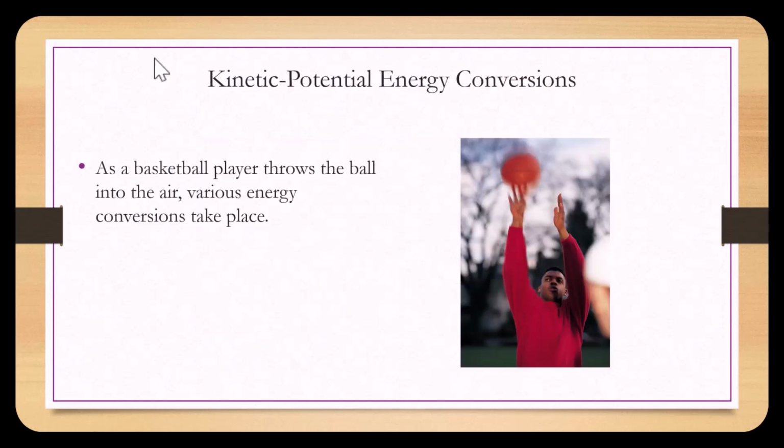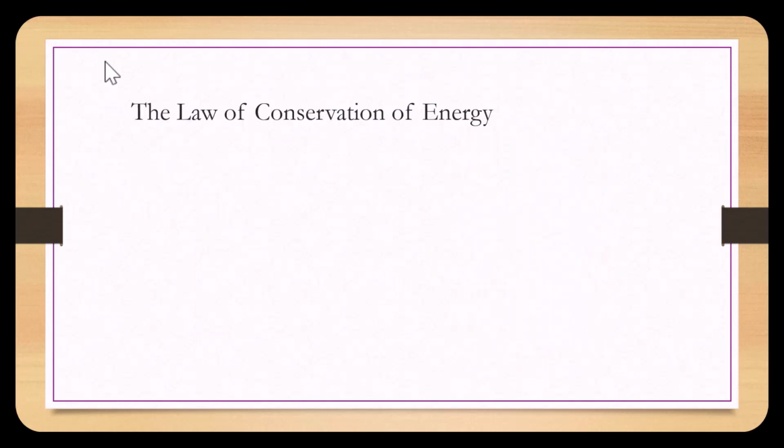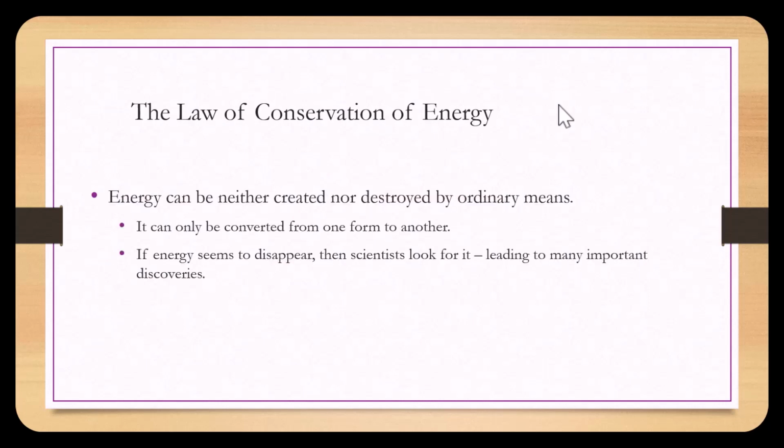Looking at a common everyday event, as a basketball player throws a ball into the air, various energy conversions take place. The law of conservation of energy is an important law to grasp and understand when studying chemistry. The law of conservation of energy says that energy can neither be created nor destroyed by ordinary means. An example of something that is not ordinary would be a nuclear bomb. This law says that energy can only be converted from one form to another.